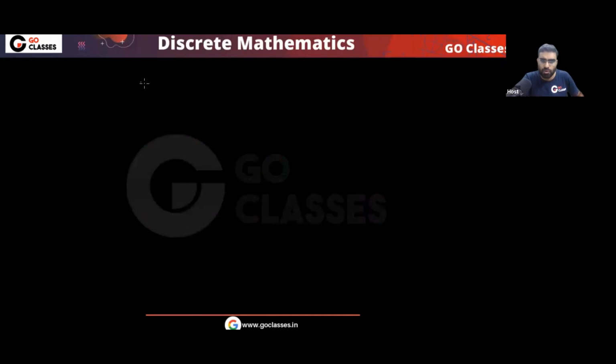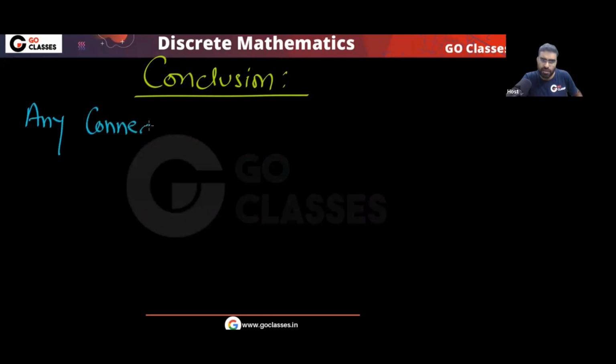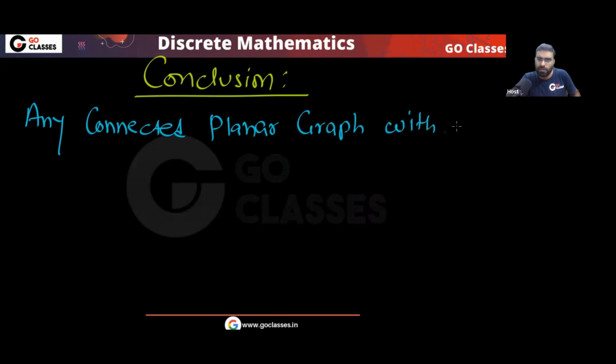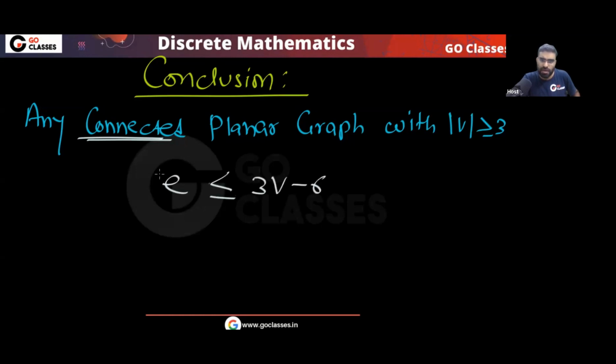I hope you understood. So remember, this is the conclusion. If you have a connected planar graph with at least 3 vertices, you can take any connected planar graph with at least 3 vertices, what will happen? The number of edges will be less than or equal to 3v minus 6.